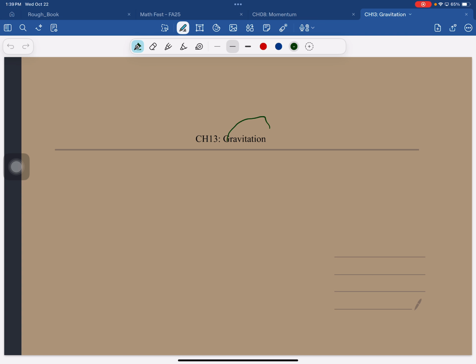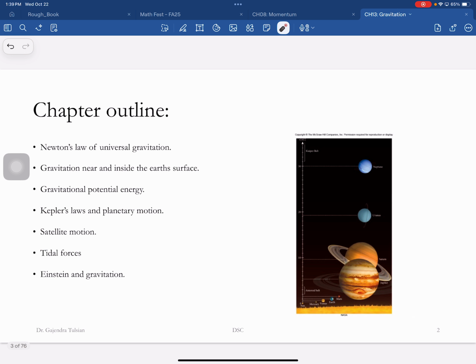So chapter 13 is on gravitation, okay? And really we'll be talking about Newton's law of gravity. We'll cover some of these four concepts. We'll talk about Newton's law of gravity. We'll talk about gravity near, inside, and on the surface of Earth. We'll talk about gravitational potential energy.